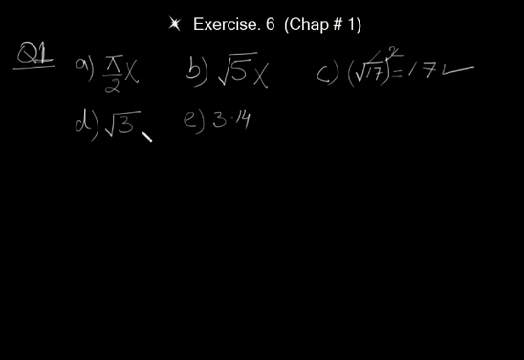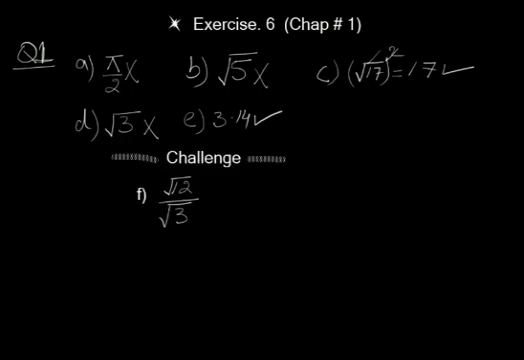Under root 3 is a non-square number once again, so it is an irrational number. 3.14 is terminating, it means it is ending here, so according to the definition it is a rational number. Okay, here's a quick challenge for you. It's part F, and you have to decide whether under root 12 over under root 3 is rational or irrational. Just pause this video and go for it.